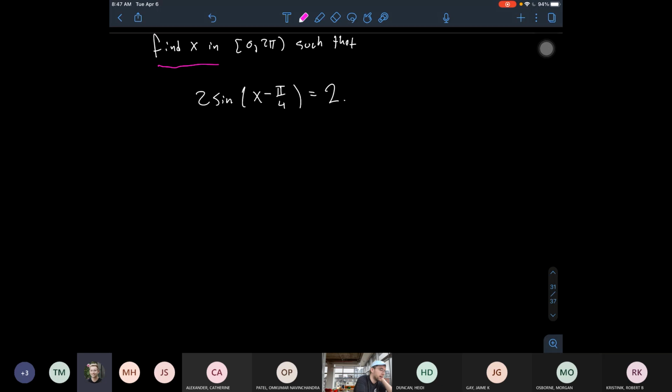What we want to do is find the value of x, which is between 0 and 2 pi, such that the function 2 times sine of x minus pi over 4 is equal to 2. Okay, this is what we want to solve. So take 2 minutes to try on your own, and then we'll go through the steps to solve it together.